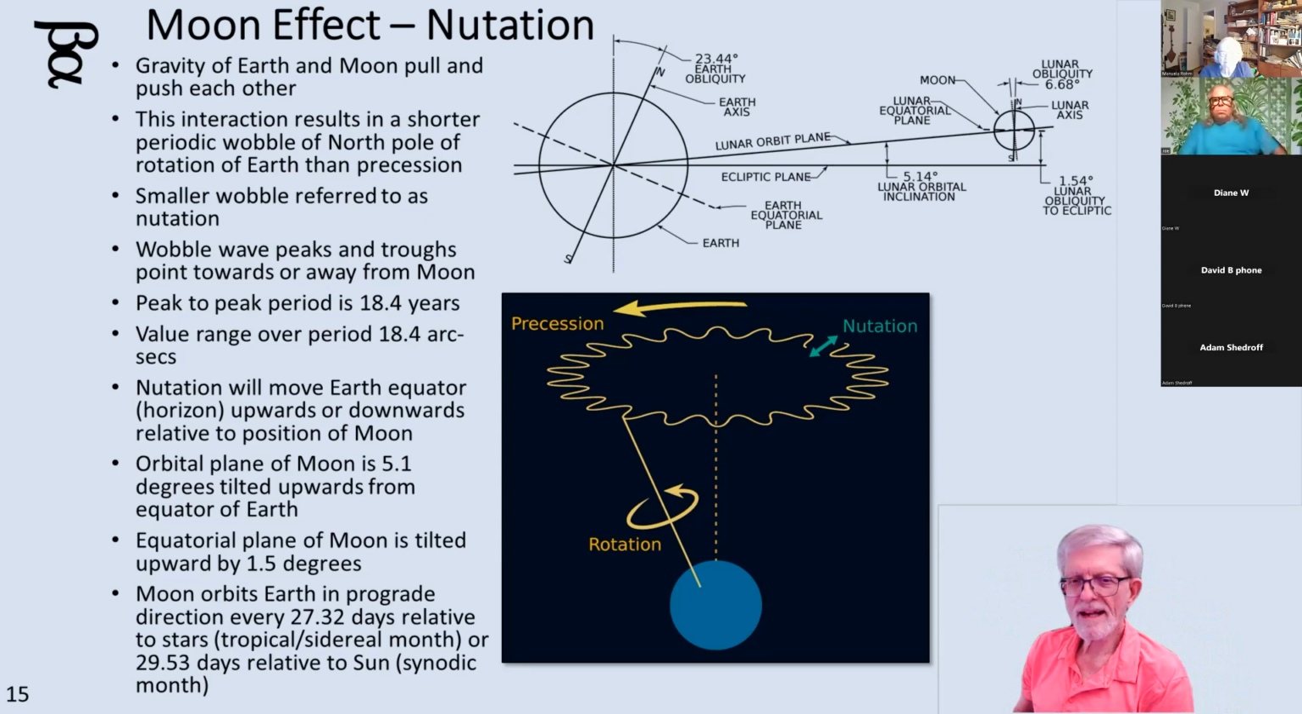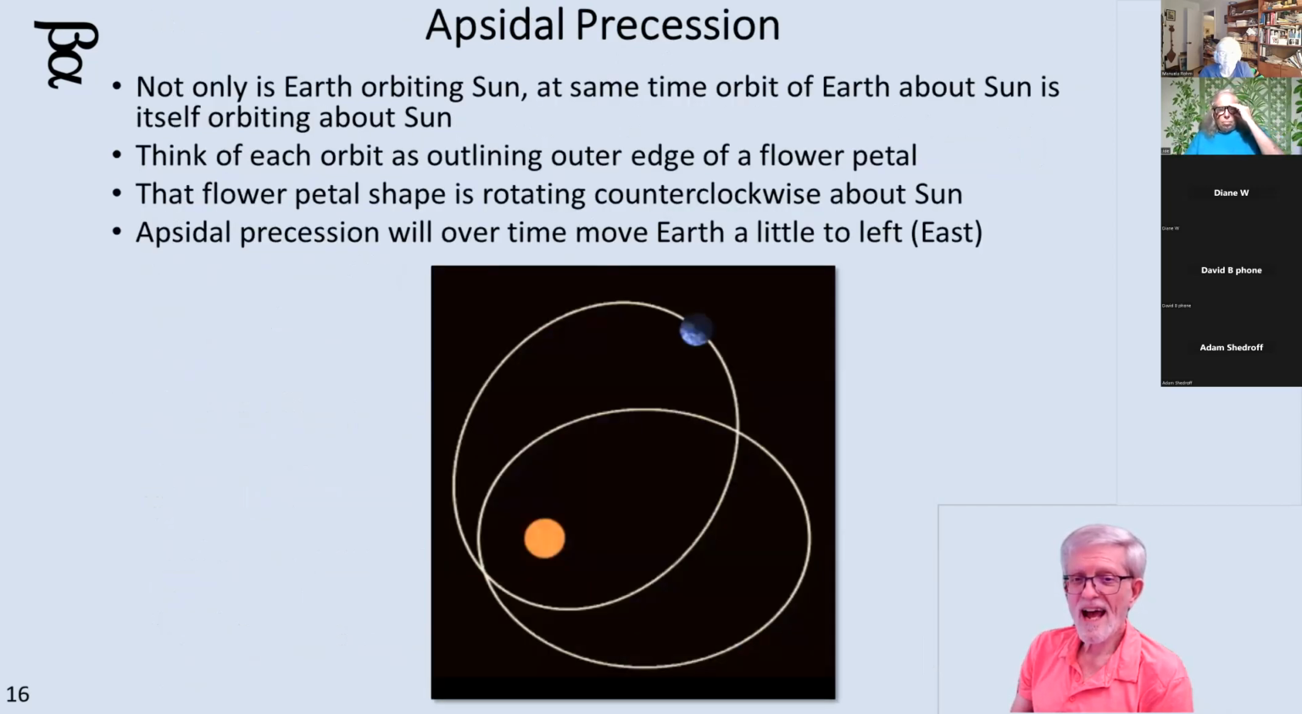Some of the better planetarium software applications will actually take into account not just precession, but nutation. How many knew about this one? Apsidal precession. The Earth is not only going around the sun, the orbit of the Earth is rotating around the sun. So you can think of it like petals on a flower. The orbit of the Earth around the sun draws out an ellipse, and the ellipse is moving in a direction over a long period of time. The even better planetarium software will take into account apsidal precession.